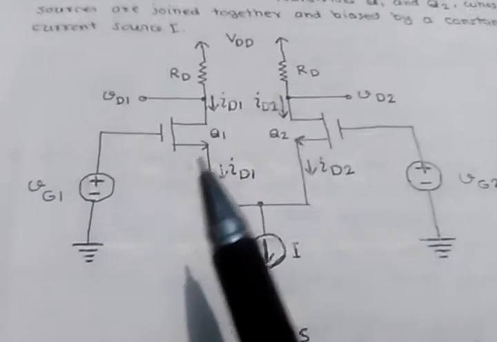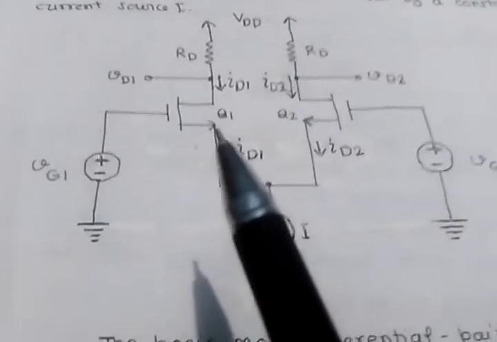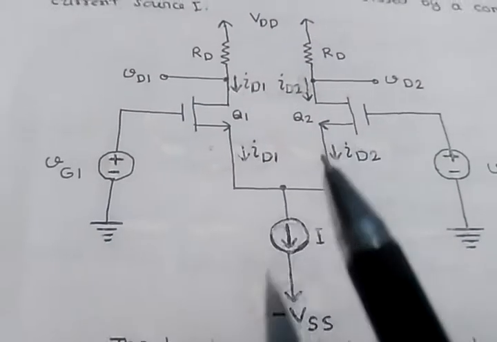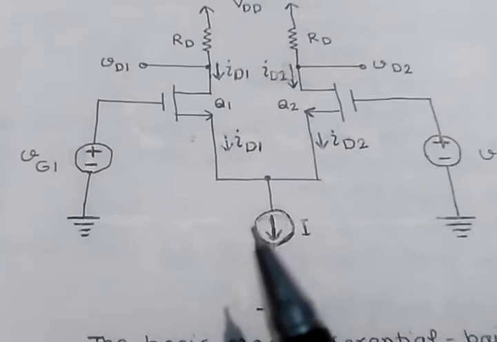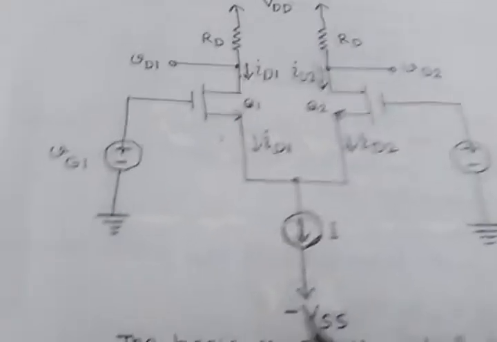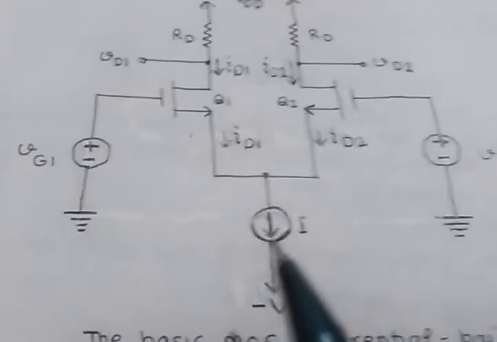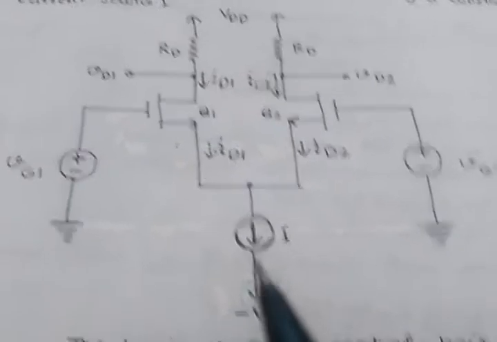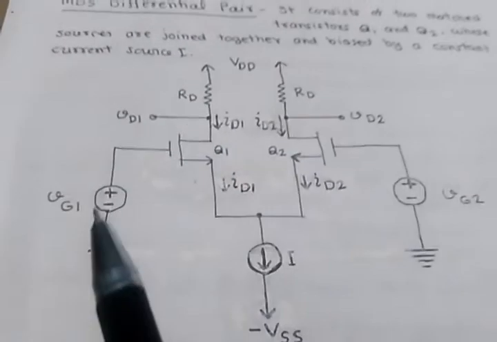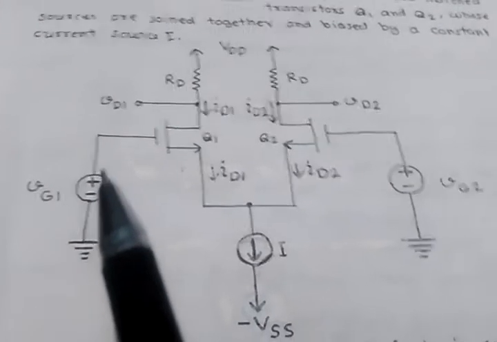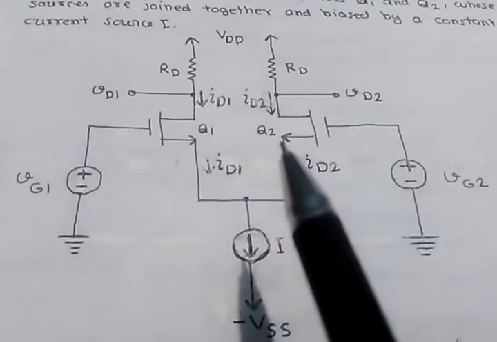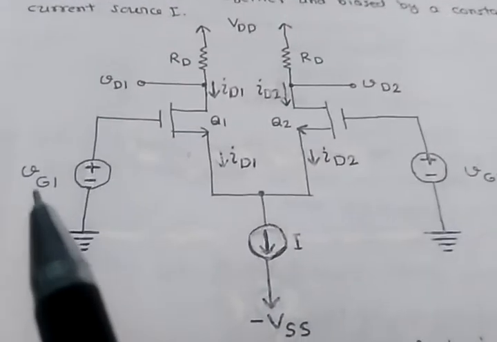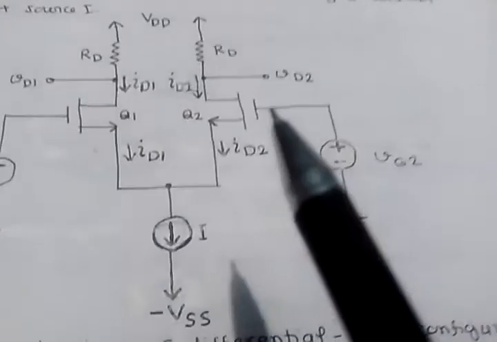We have used two matched transistors, means identical MOSFETs, whose sources are joined together and connected to the constant current source I. Means we have used constant current biasing in this configuration. The input signals are applied at the gate of Q1 and Q2. In this case, the input signals are indicated as VG1 and VG2.